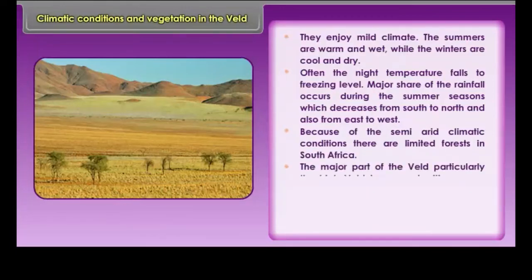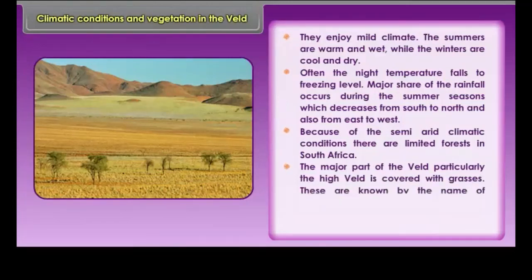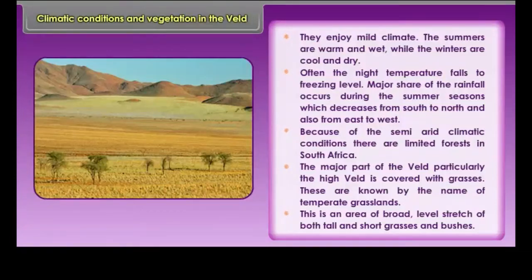The major part of the veldt, particularly the high veldt, is covered with grasses. These are known by the name of temperate grasslands. This is an area of broad, level stretch of both tall and short grasses and bushes.